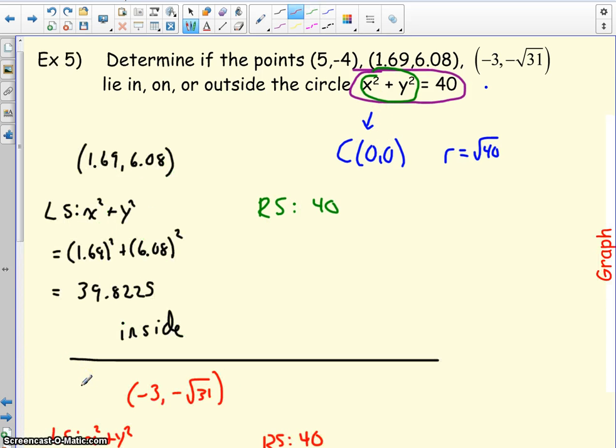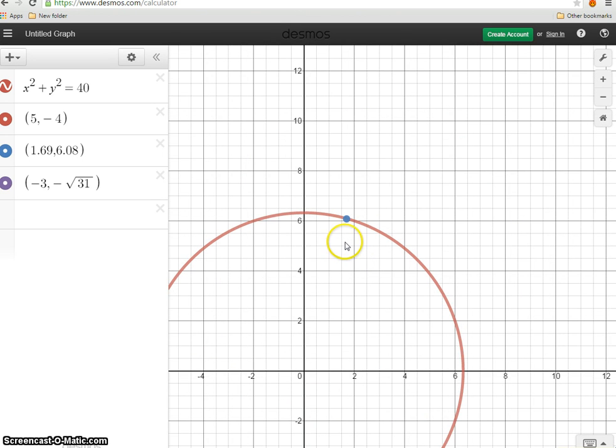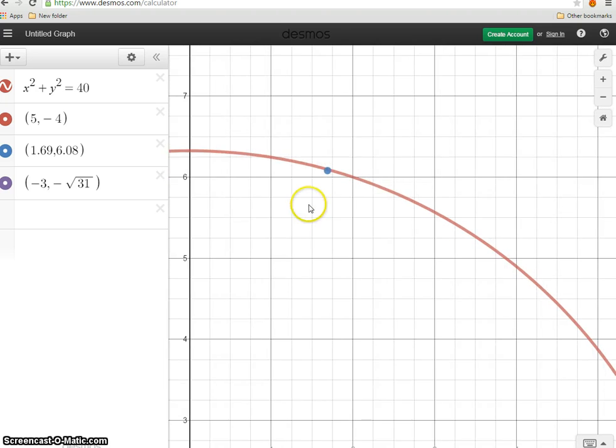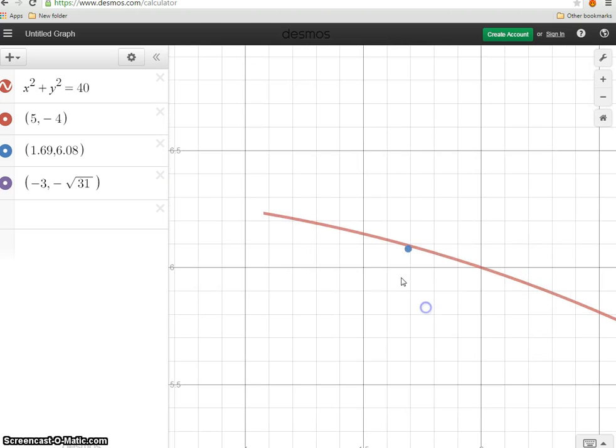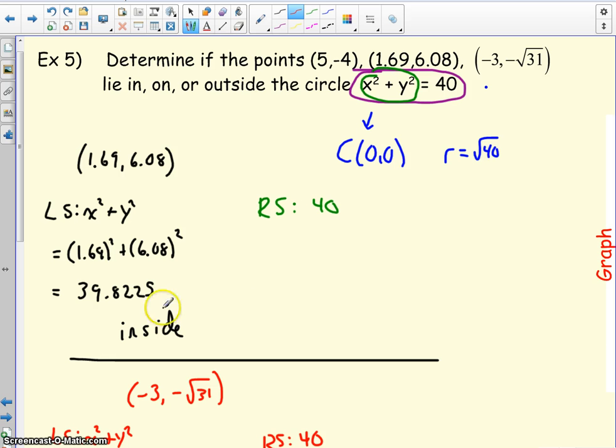Okay, so just to quickly finish this one off, take a look at the math I did for each of these. With the point (1.69, 6.08), I subbed it into the equation for x and y, and I wound up with a left side of 39.8225. When I took a look at my graph on Desmos, when you zoom out, it looks like it's on the circle, but if you zoom in really, really close, you'll see this point is actually slightly inside the circle. You can see that from the fact that what you got on the left side is less than what you got on the right side. So this one is located inside the circle.